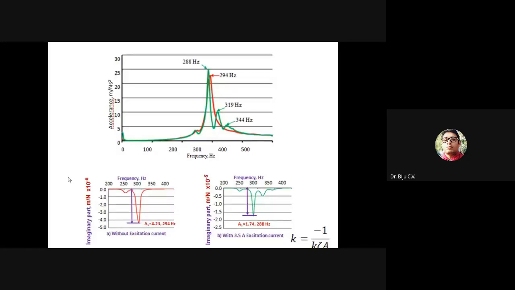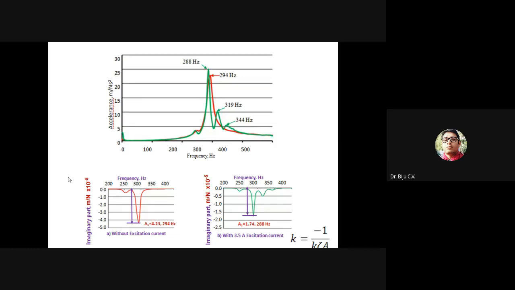If you load the FRF, frequency response function, from 288 it comes to 294. You may have some doubt that this is a very minimal change. 288, 294, a very minimal difference you are getting by applying this. This is only a representative demonstration.